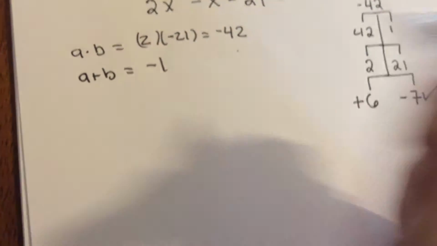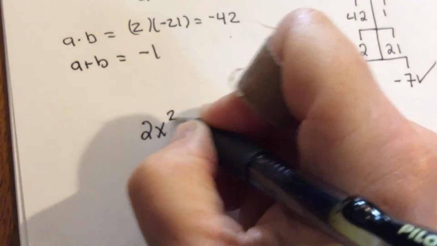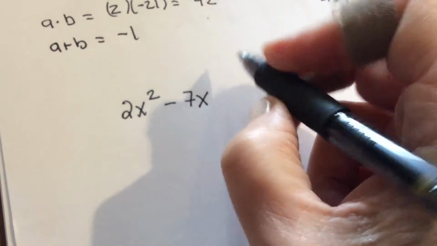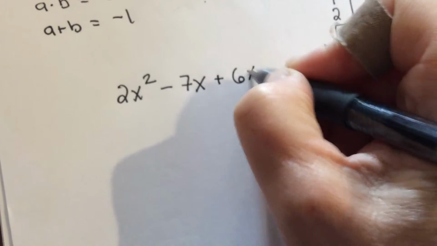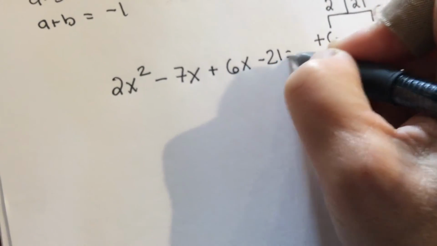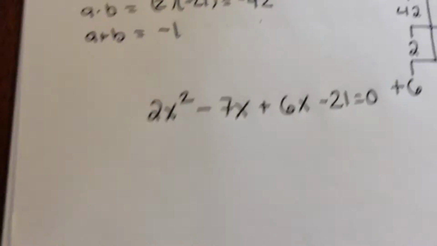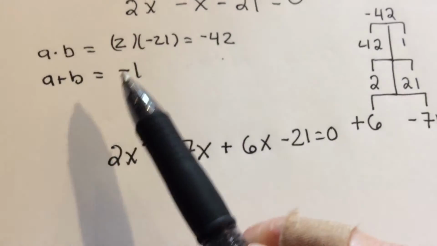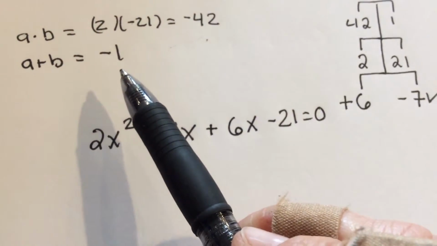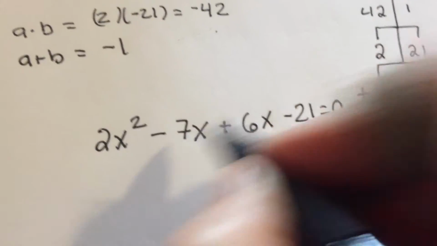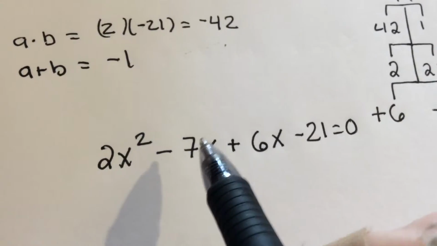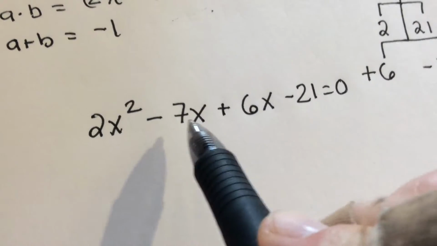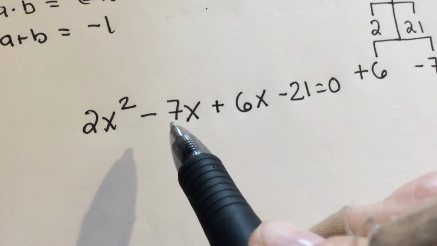So here we have 2x squared minus 7x plus 6x minus 21 is equal to 0. Now we can see that negative 7x plus 6x does give me a negative 1. So I need to combine these to group them. I don't want to group 2x squared and negative 7x because I can tell that they're both prime and they don't have anything in common.